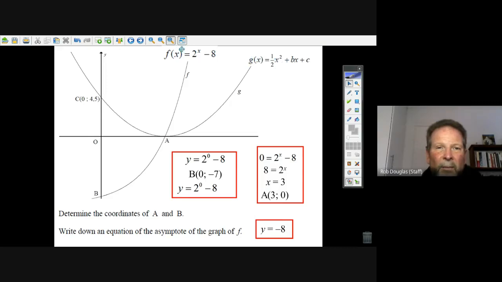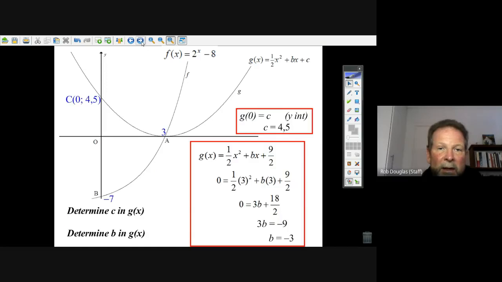Now they want us to do some things with the parabola, but we know A and we know B. We can use that A, I bet. It says determine c. That's the next question they're going to ask. In this function here, g, determine c. Well, that is pretty darn easy because they gave us this is 0 and 4.5. That's a y-intercept. So c must just equal 4.5. When you let x equal 0, you get the y-intercept of the parabola.